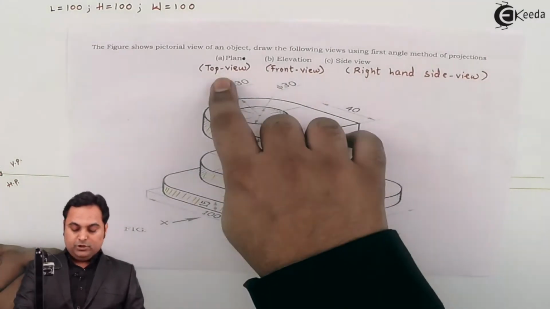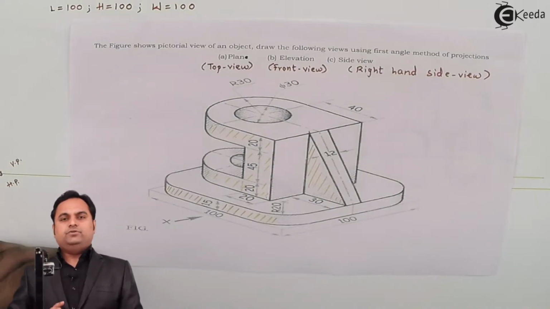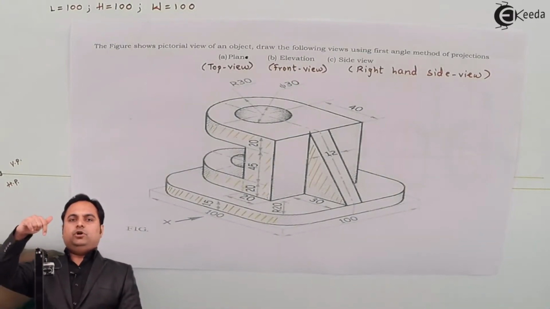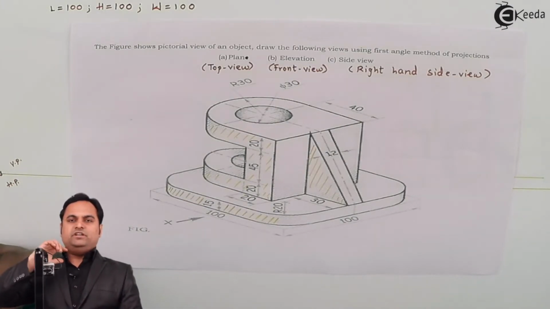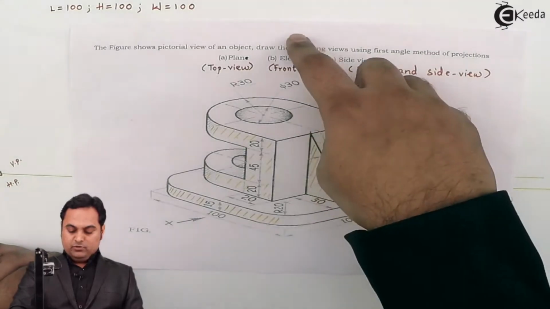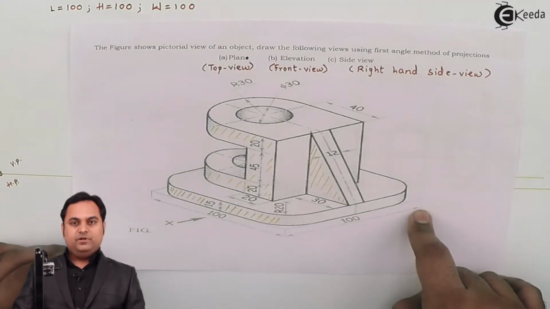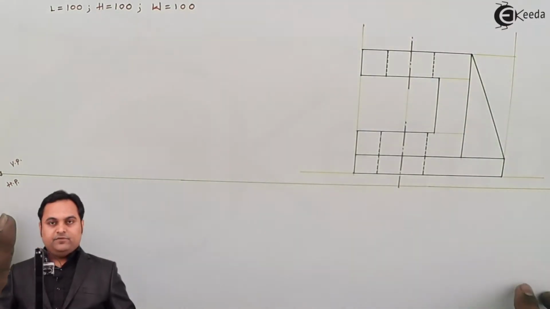Then we have to draw the top view. In case of top view, we are not going to see the height because height is not visible from the top view. We can only see the length and width of an object and not the height. So when I'm looking from top, the length 100 and width 100 is visible. So I'll draw the block for that. Length 100 we can get from the front view itself.